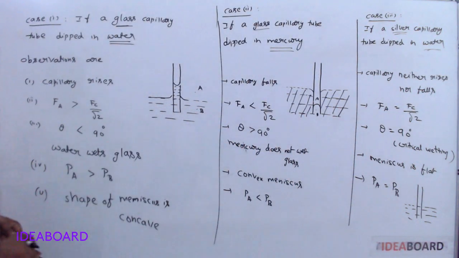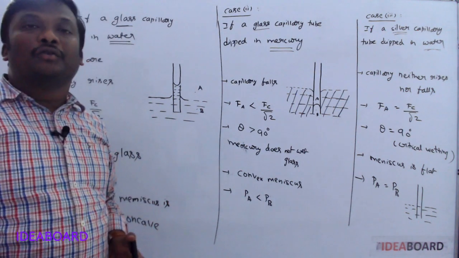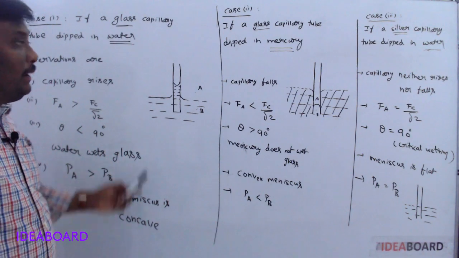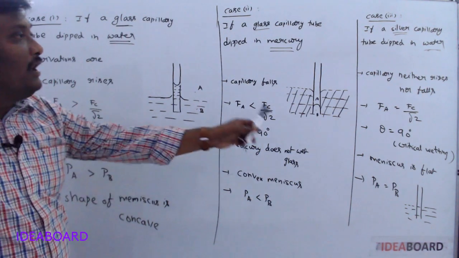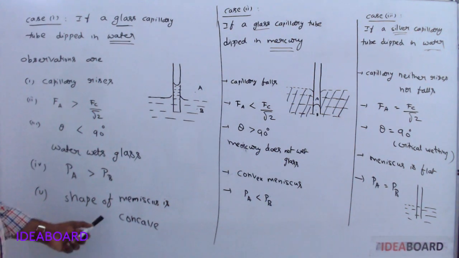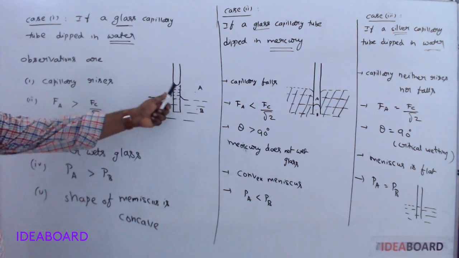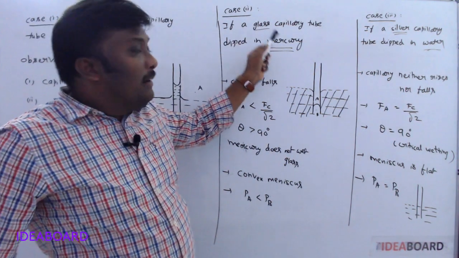Okay, these are the 3 important cases which are very much useful for the objective examinations. In the previous competitive examination papers, they have been asking questions related to this. So if theta is less than 90 degree, the shape of the meniscus is concave. Keep in mind, if it is less than 90 degree, the pressure at A is more than the pressure at B. Glass capillary tube dipped in mercury.